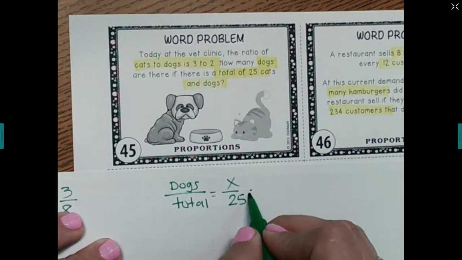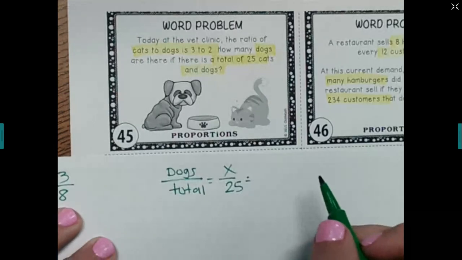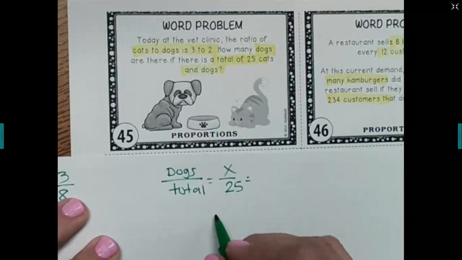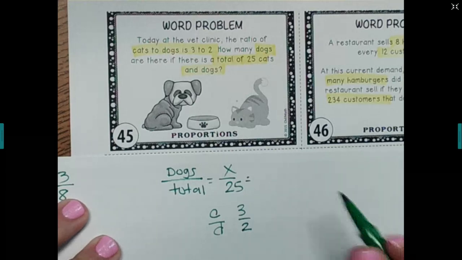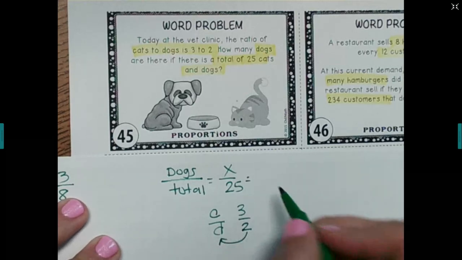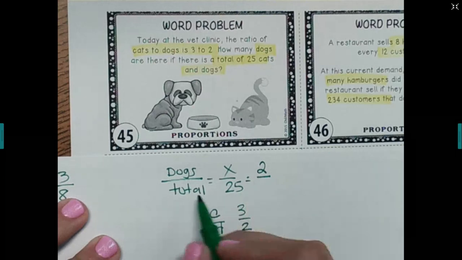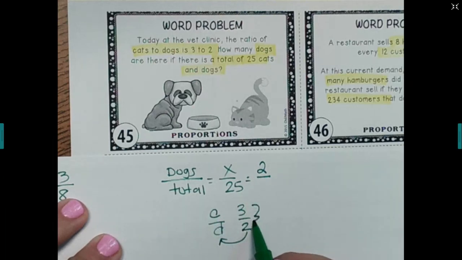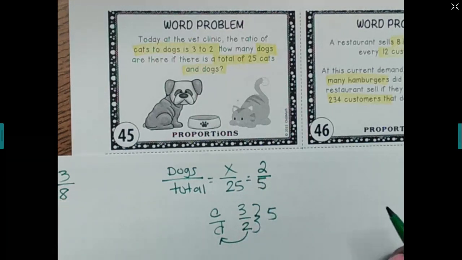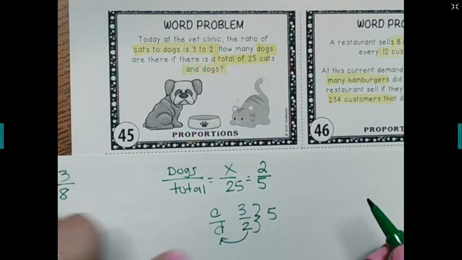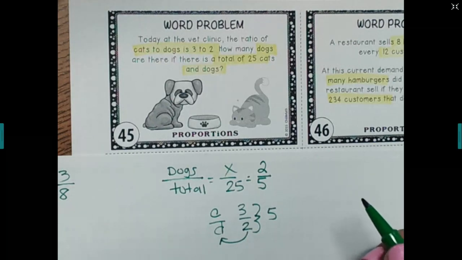That's the easy part. Now comes the part of picking out what numbers you need. The original ratio said cats to dogs was 3-2. So I know that 2 goes with dogs, so that's going to go up here. Now the total: if there are 3 cats and 2 dogs, there are 5 total animals. Be super careful. Read the problem, go back and read the question, start filling in, and work backwards. You got this.